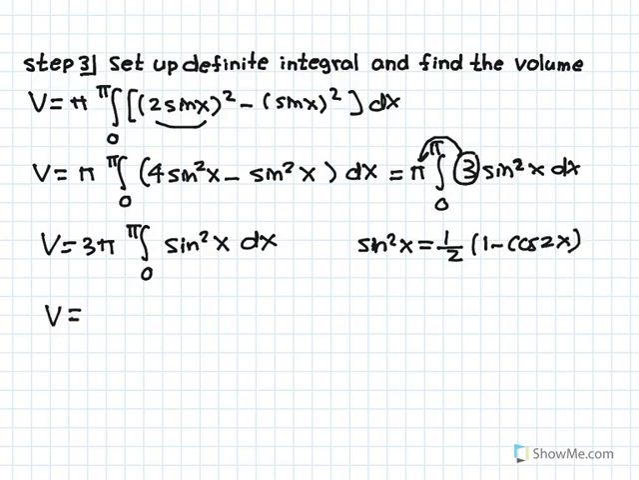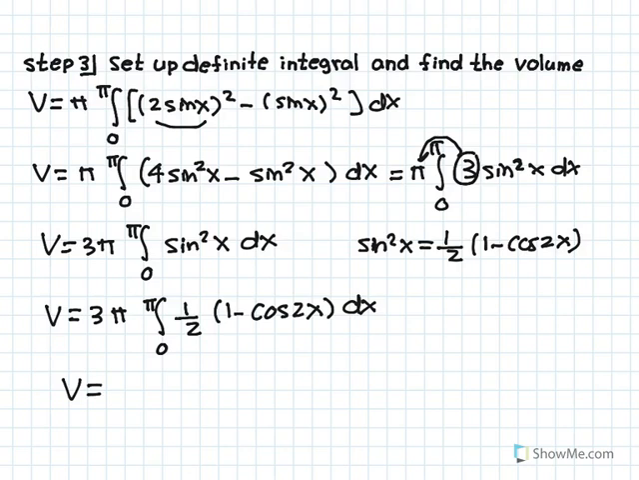So volume is equal to 3 pi, integral from 0 to pi, sine squared x is 1/2 times 1 minus cosine 2x dx. 1/2 is a constant, passes through the integral, we get volume is equal to 3 pi divided by 2, integrate from 0 to pi, 1 minus cosine 2x dx.